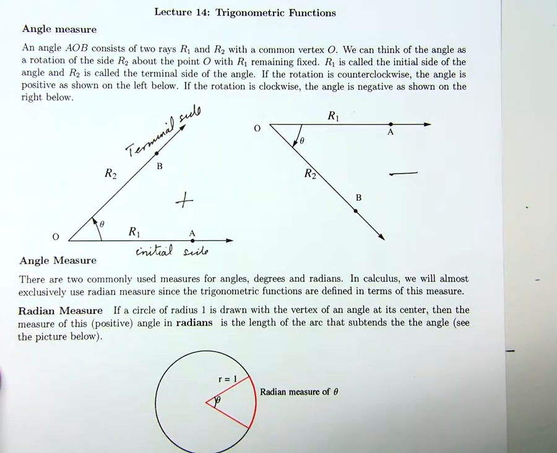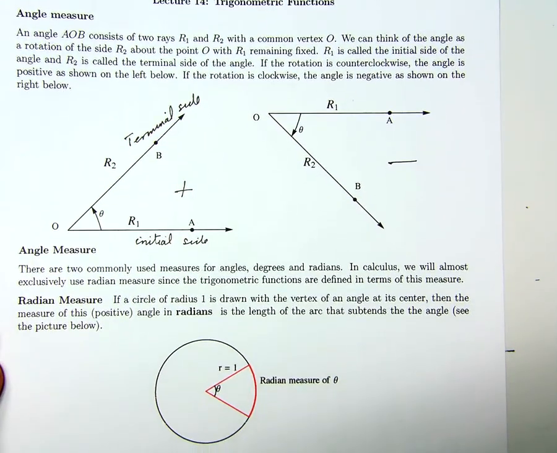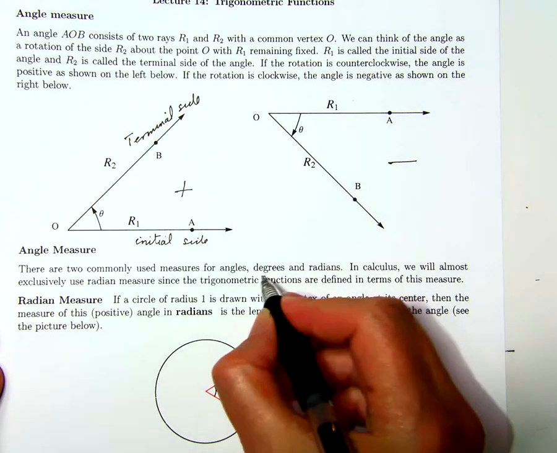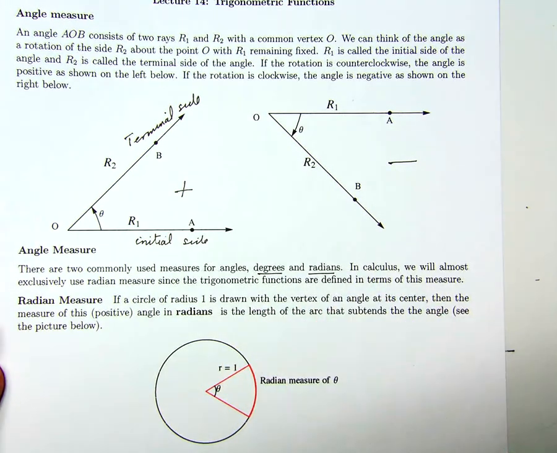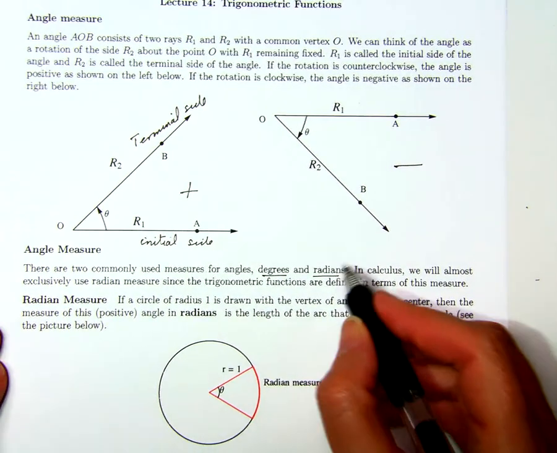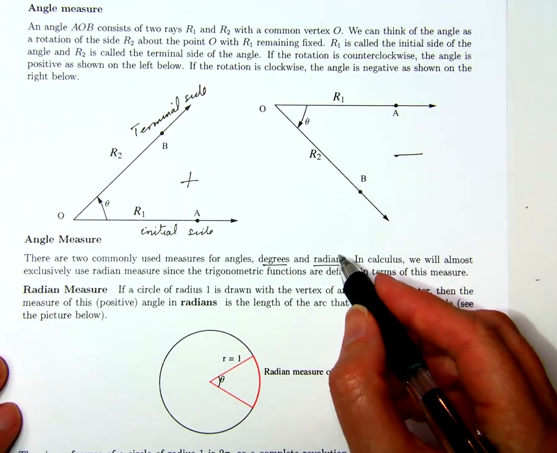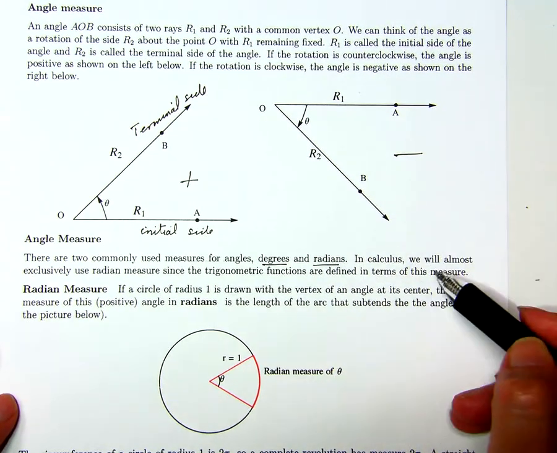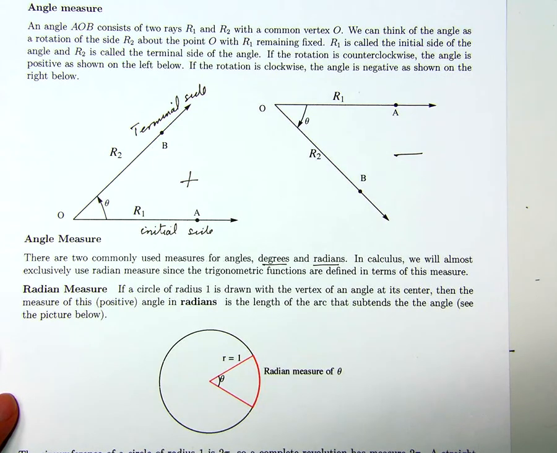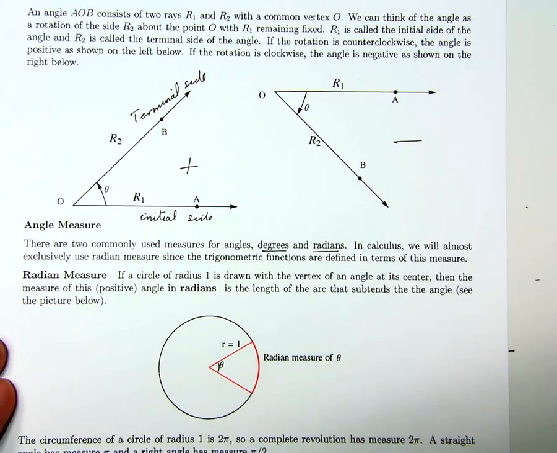There are two commonly used measures for angles. They're degrees and radians. And in calculus we'll mostly talk about radians because the trigonometric functions are defined in terms of radians.